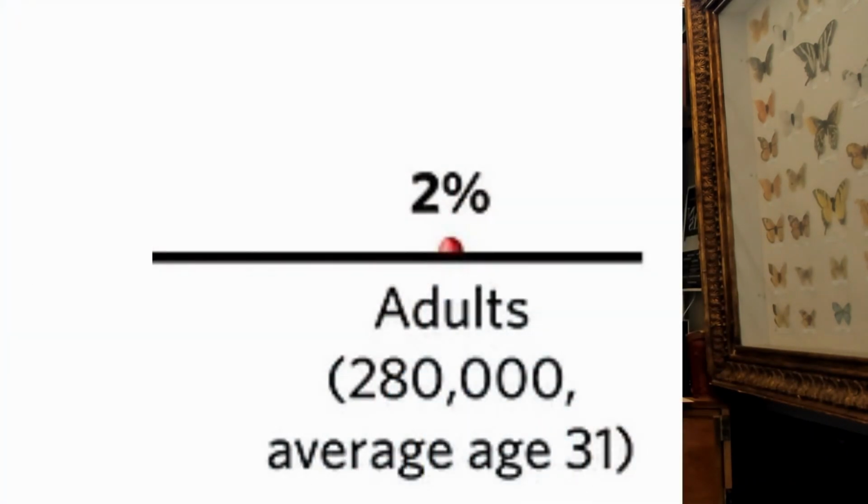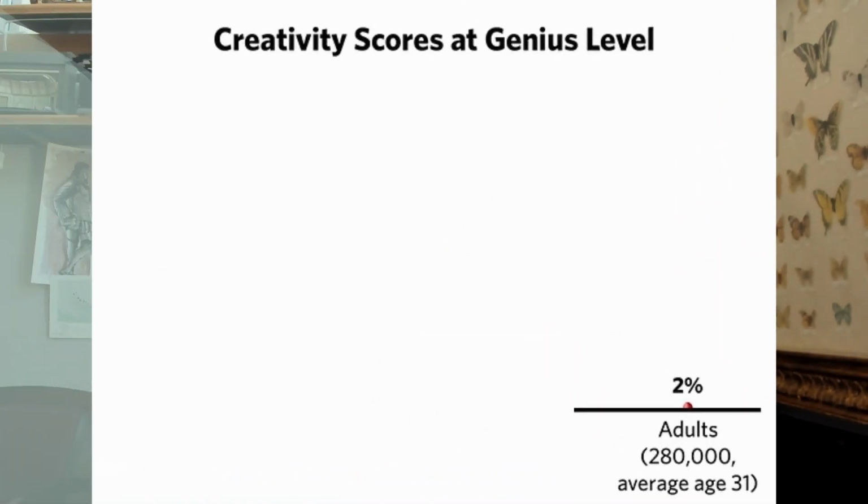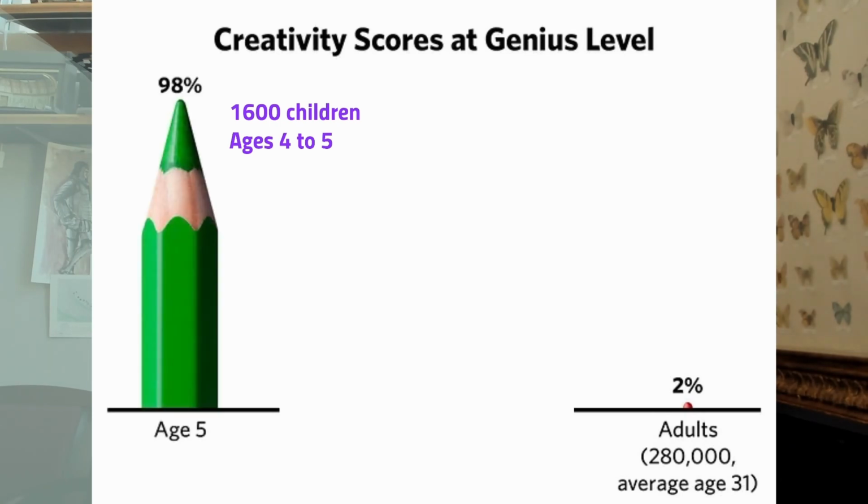And out of about 280,000 applicants, about 2% were considered creative genius level when it came to acing this particular test. But what was interesting was not that test, but the actual application of that test to 1,600 children ages 4 to 5. Dr. Land and Dr. Jarman said, well, hey, this test is so simple, why don't we give it to kids? And would you believe it? 98% of students aged 4 to 5 were creative level geniuses when it came to that particular divergent thinking test.